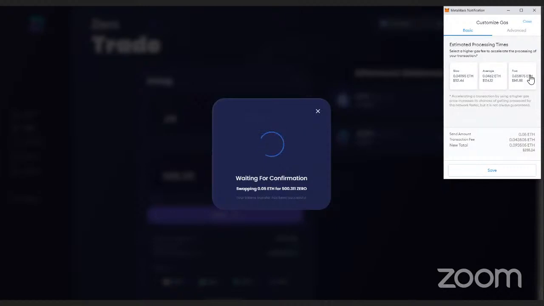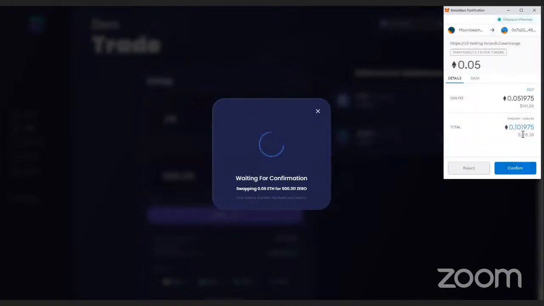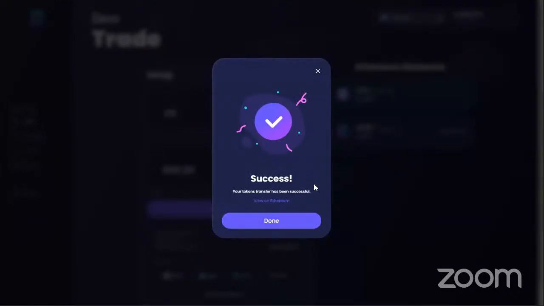It's not going to come in anywhere near that. The gas limit's not going to get used. So I'm actually going to do fast. I'm going to say spend all my ETH and say, continue. It's going to say, holy crap, that's not going to be anywhere near that. So just bought some Zero.